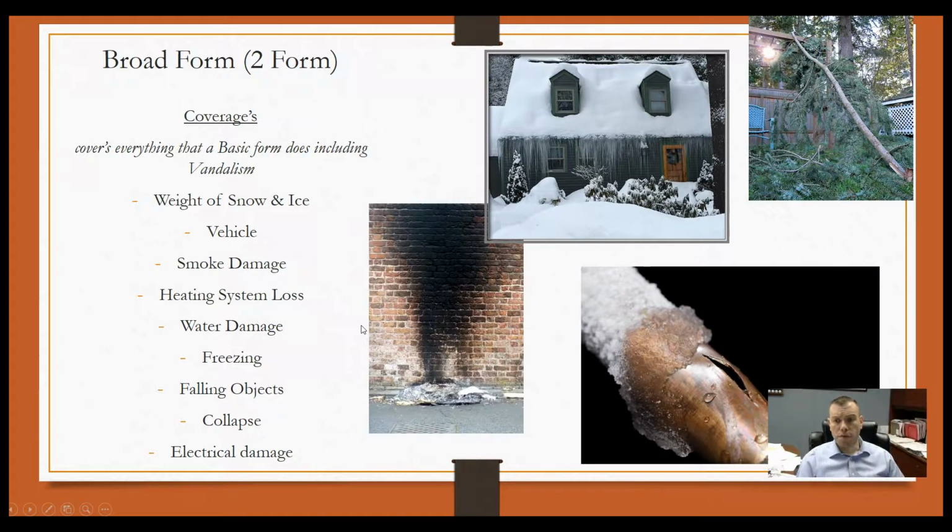The broad form definitely opens up the scope of coverages a little bit more. It includes everything that's built into the basic, including vandalism and theft automatically. It also includes the weight of ice and snow, vehicle damage, smoke damage, heating loss, water damage, freezing of pipes, falling objects, collapse, electrical damage.